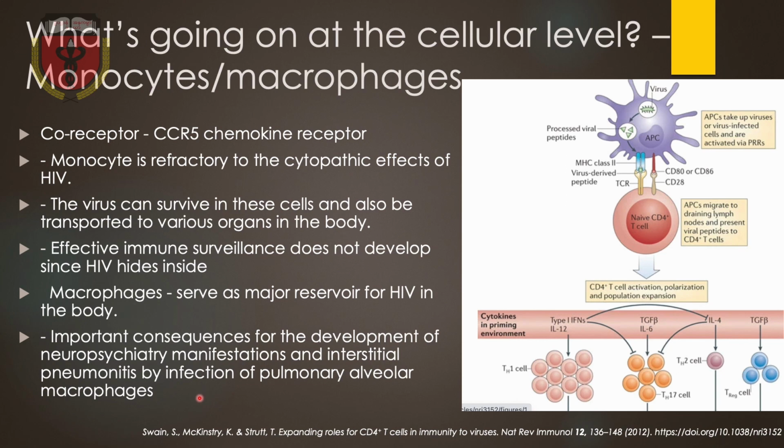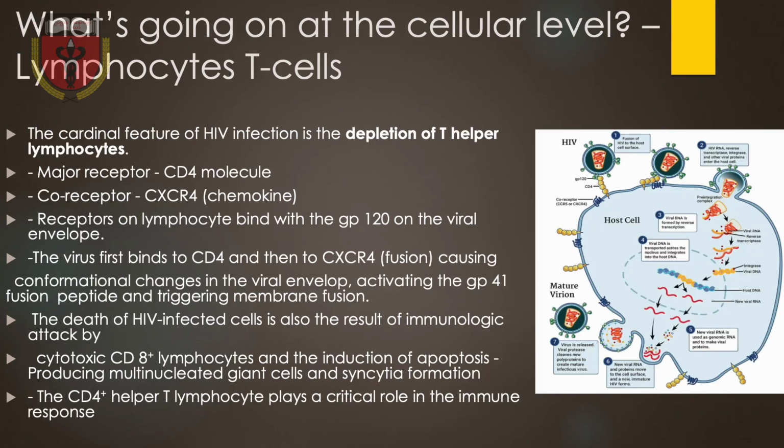And there are important consequences for the development of neuropsychiatric manifestations and interstitial pneumonitis by infection of pulmonary alveolar macrophages. So macrophages and monocytes are pretty much everywhere, like tissue macrophages in our lungs. There are lung alveolar macrophages, right? So the virus can just hide there, and then pneumonitis can develop. So that is what is going on at the monocyte or macrophage intracellular level.